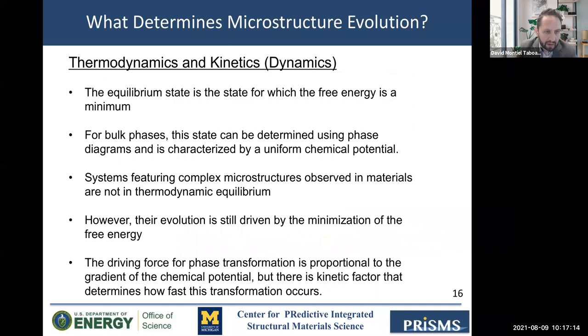Okay, so what determines microstructural evolution? Well, the short answer is both thermodynamics and kinetics. The equilibrium state in any system is a state for which the free energy is a minimum. This is just the basic thermodynamics. For both phases, the state can be determined using phase diagrams, and it's characterized by a uniform chemical potential.